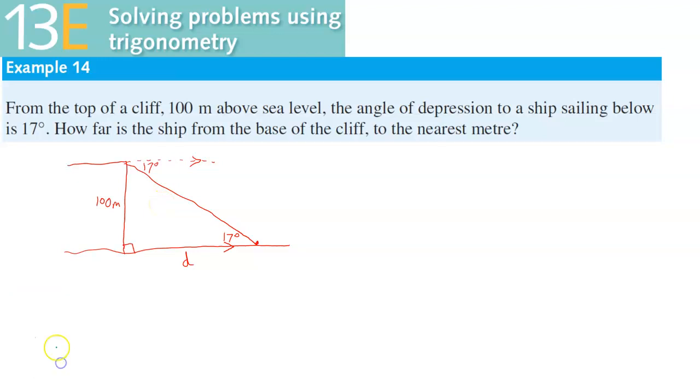I'm going to label the sides. This is my right angle, so this is the hypotenuse. This is my reference angle, so this is my adjacent side, and this is my opposite. I remind myself of SOHCAHTOA. This triangle involves O and A, so it's going to be tan, which is opposite over adjacent. Substitute in the things I know.